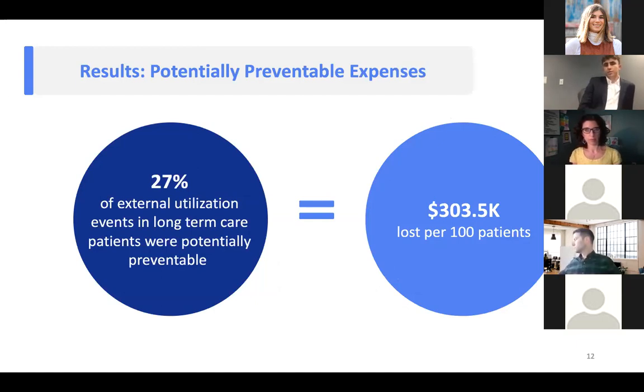So moving to the results of this study, a very impactful, overarching result was the prevalence of potentially preventable hospitalizations and then the expenses that came with that from the sample. Our results showed that 27% of total external utilization events in long-term care patients were deemed potentially preventable. So these external utilization events included inpatient and outpatient services, acute hospitalizations, ED visits, and ED visit transports. ED visits are emergency department visits. From our sample, these utilization events led to a loss of over $300,000 per 100 patients, every single year.